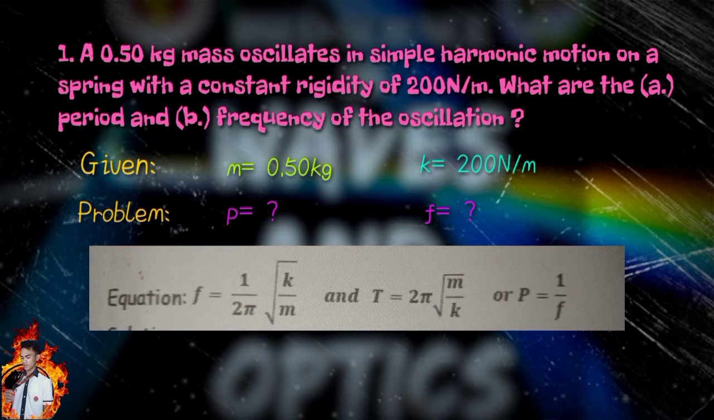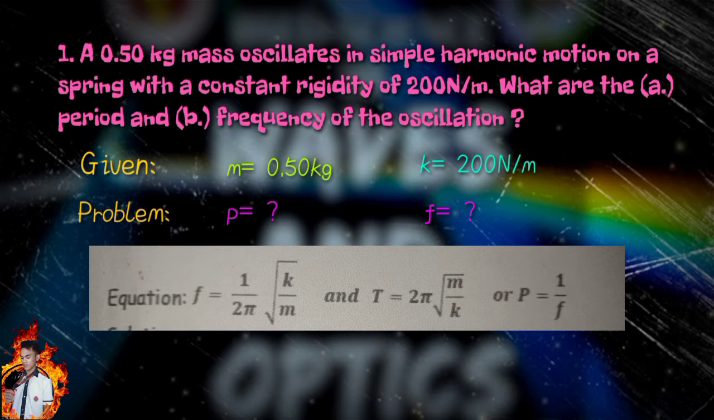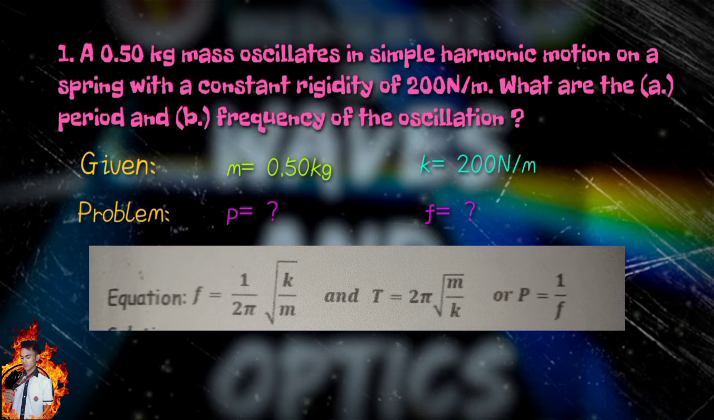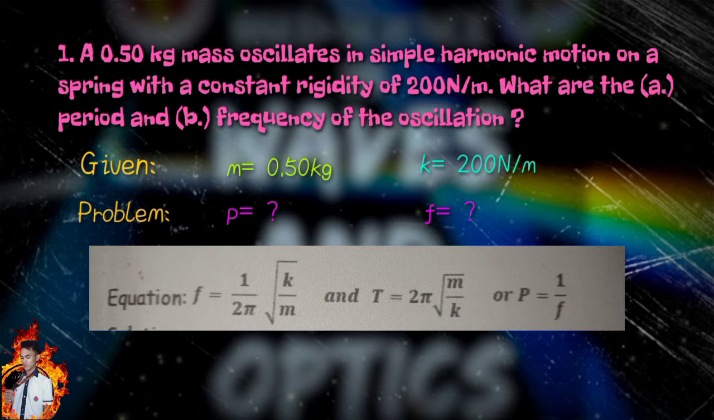Insert the equation. To get the frequency: f is equal to 1 over 2 pi and the square root of stiffness or rigidity over the mass. And to get the period: T is equal to 2 pi and the square root of mass over the stiffness or the rigidity. Or we could find the period through 1 over the frequency.